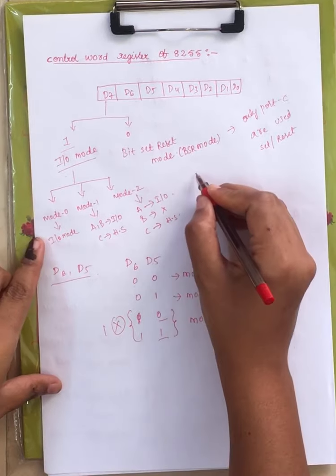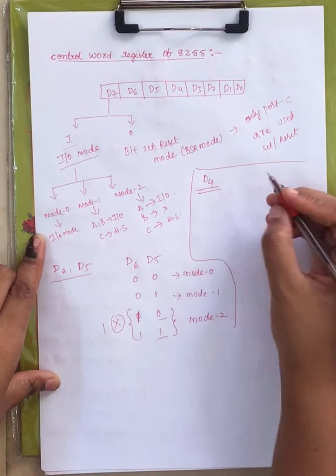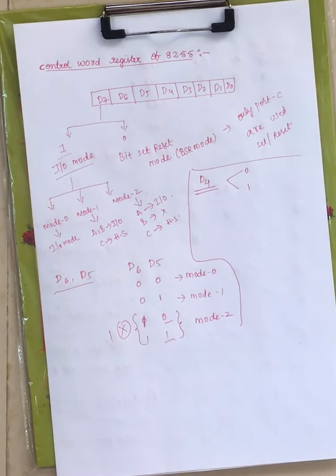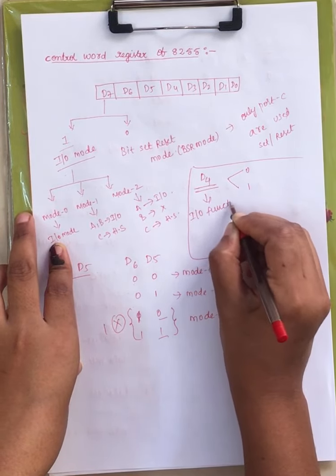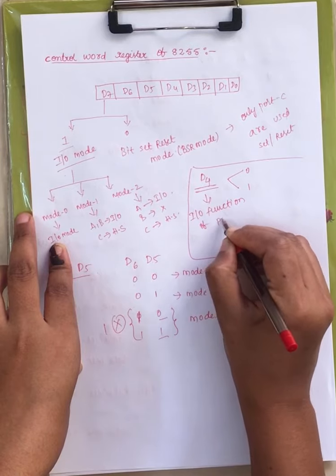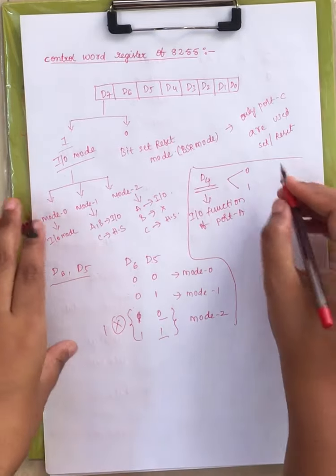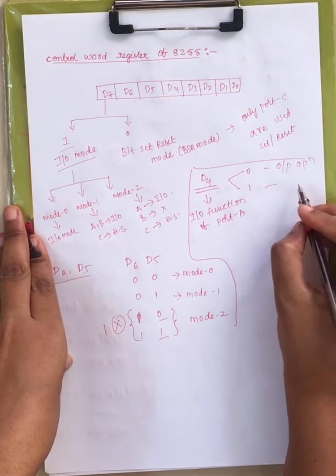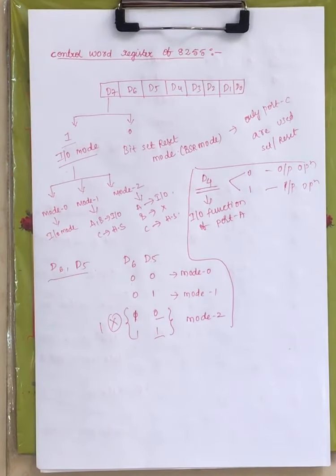Now coming to D4. Next we have the D4th bit. Now this may be logic 0 or logic 1. D4 indicates the input or output function of port A. Now when it is 0, it indicates output operation, the port is performing the output function. When it is 1, it indicates input operation. Now this is about the D4th bit.